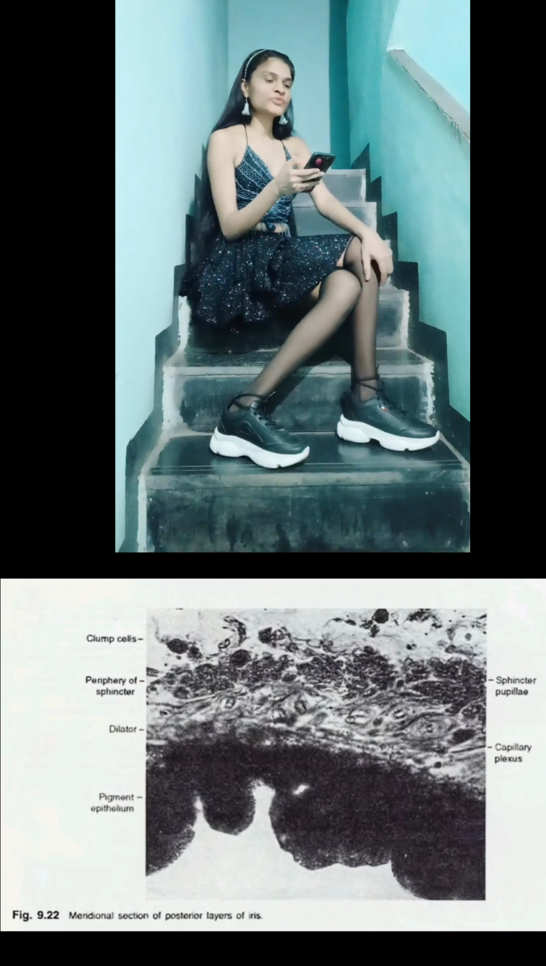Tomorrow we will cover the sphincter pupillae muscle, then the dilator pupillae muscle, then the vessels of the stroma of the iris. Okay, so this will be covered in either one part or two parts.